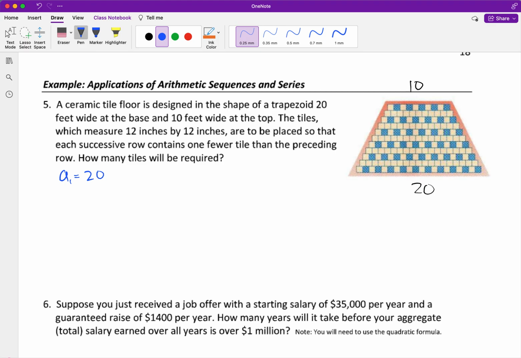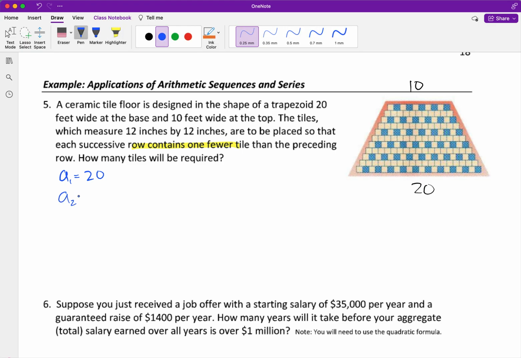Okay, so that would technically be fewer tiles because they would be a little bit further away from each other, but we're just going to push them right up next to each other and say they take up exactly 12 inches, which is 1 foot. So it's going to be 20 in the first one, I mean. Then it says that each row contains one fewer tile.